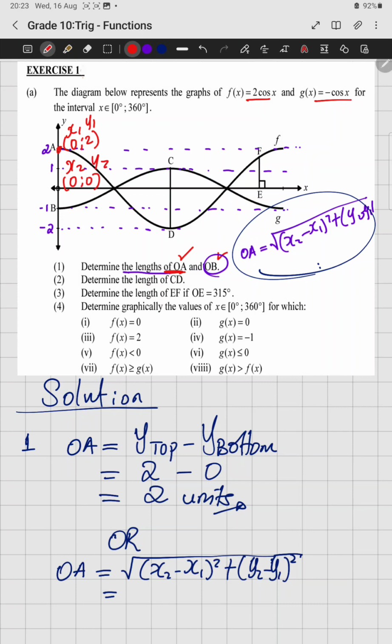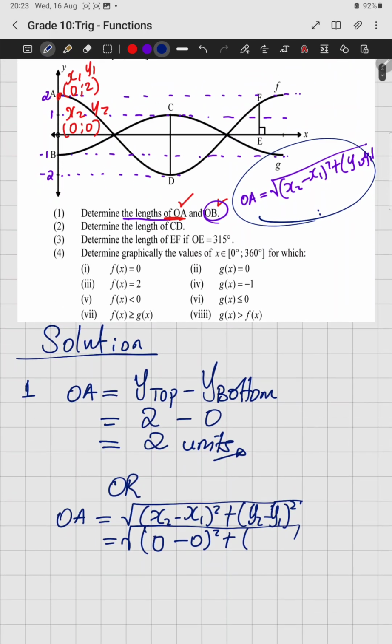So we substitute. Our x2 over here must be 0 minus x1, which is also 0, squared, plus y2, and our y2 must be 2, so 0 minus 2 all squared. This portion here is 0, so we just have that portion. Then 0 minus 2 is just -2, and 2 squared is 4, then the square root of 4 must be 2 units.